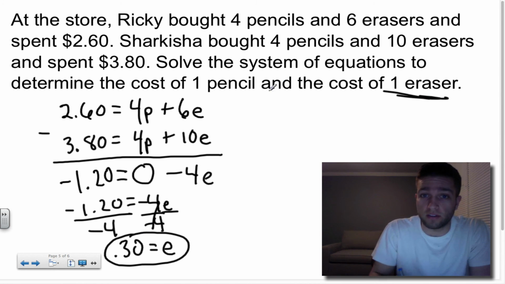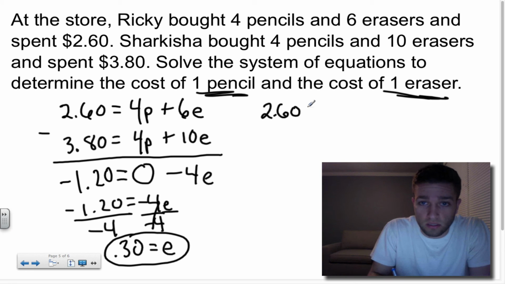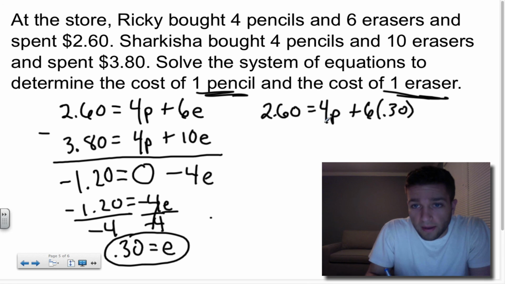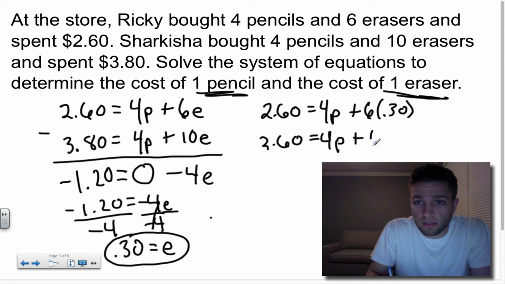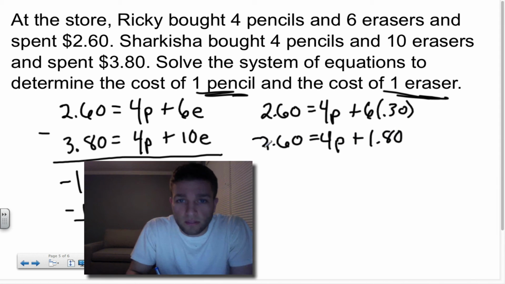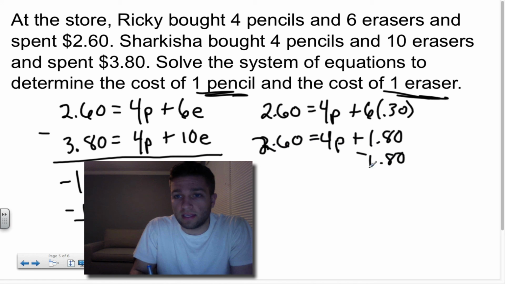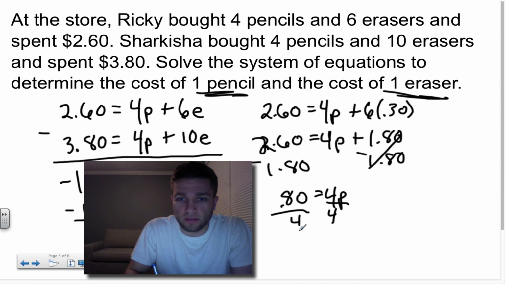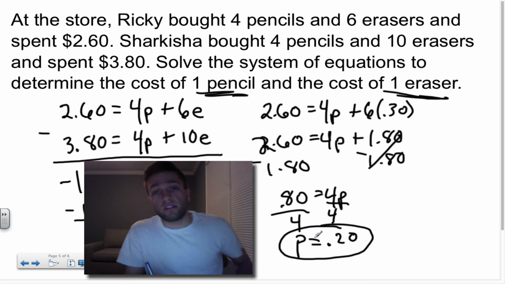So I found this, but I also need to find the cost of 1 pencil. So to do that, I'm going to use one of the original equations. I'll just use Ricky's because it's on top. It doesn't matter to me. 6 times 30 cents. I'm substituting in 30 cents for e. So now 260 equals 4p plus $1.80. It's a really sloppy 2. Subtract 180, subtract 180, and now I've got 80 cents equals 4p. Divide by 4, divide by 4. A pencil is equal to 20 cents. There's the solution to that word problem.